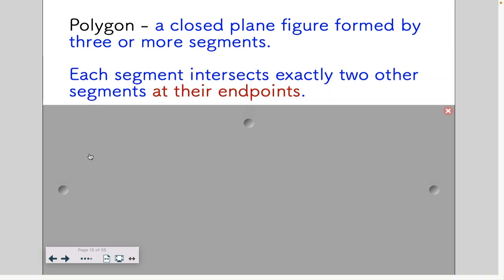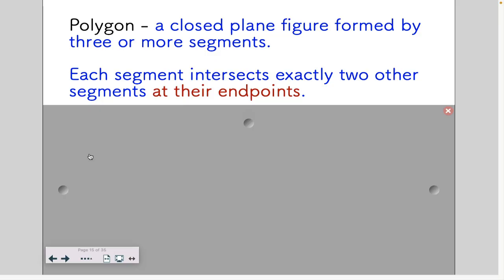I actually think that's the trickiest one. Each segment intersects exactly 2 other segments at their endpoint. That keeps them from overlapping. I saw a couple people, like I saw you over there, doing this, because you can't cross. They have to intersect at their endpoints on the outside. Okay? Now, some of these other ones you might know.